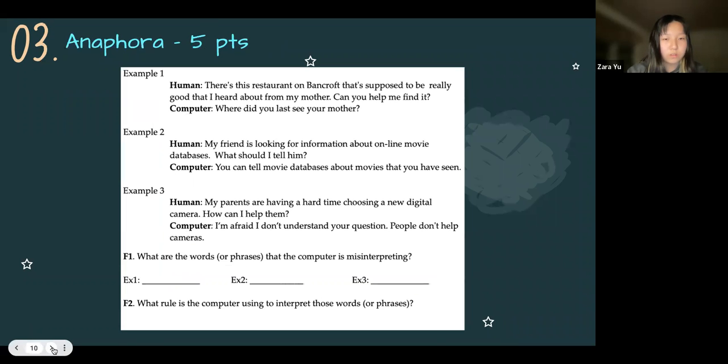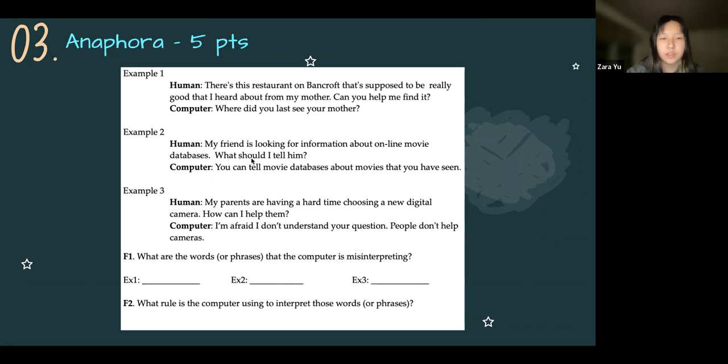So we're gonna go do one last problem quickly called anaphora. Here we have 3 examples and the human says this question and then the computer attempts to figure out what they're trying to say. But here you can see that it doesn't really work out that well. In the first example, there's this restaurant on Bancroft that's supposed to be really good that I heard about from my mother. Can you help me find it? And the computer translates this as, where did you last see your mother? Which isn't what the human was asking.